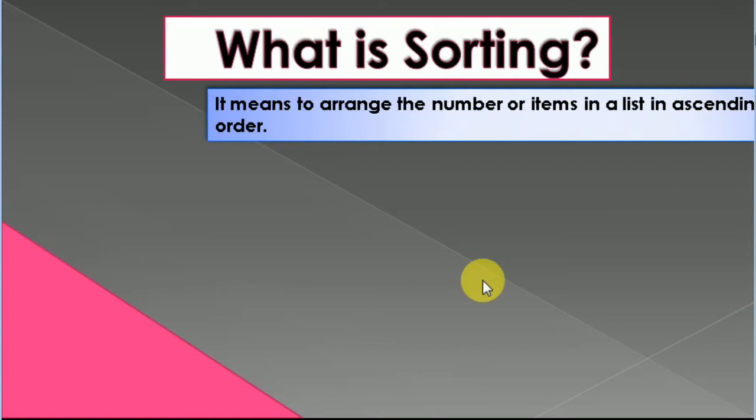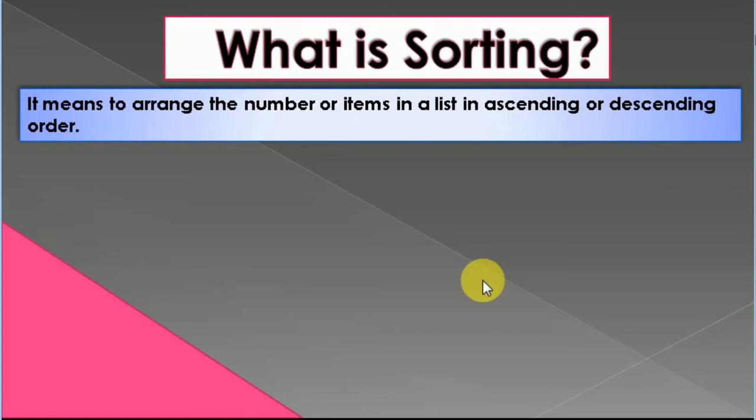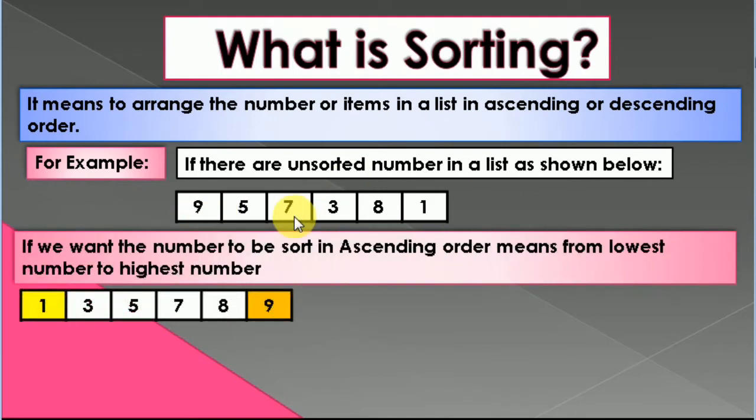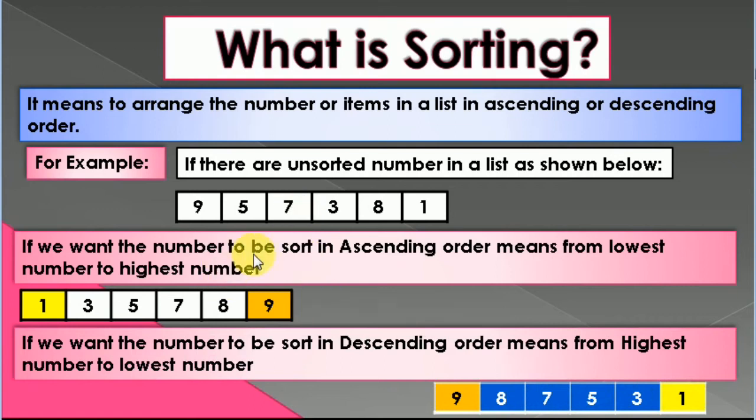Sorting is arranging numbers or items in a list in ascending or descending order. Means if we got an unordered list of numbers, here it is, and we need to sort it. So we can sort in two ways, in ascending and in descending order. Means from lowest number to highest number and highest number to lowest number.